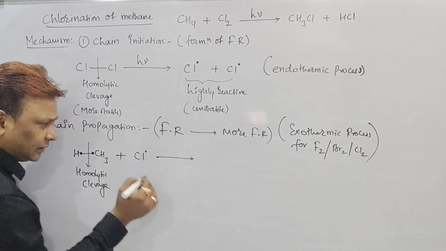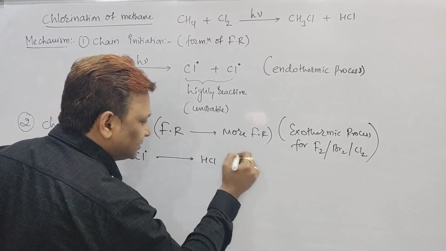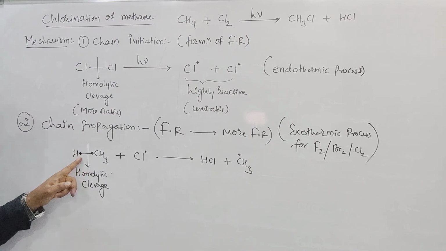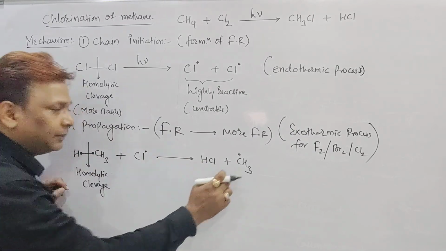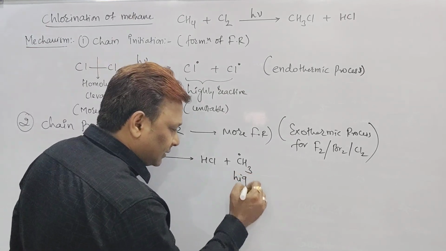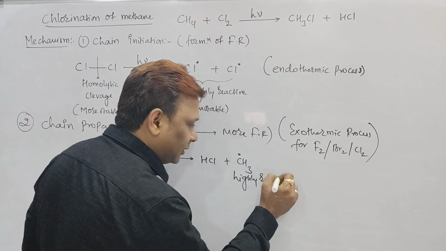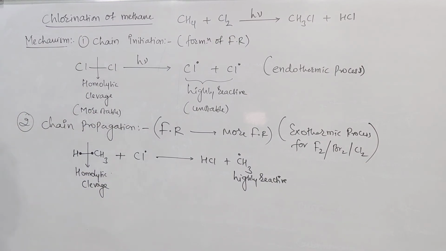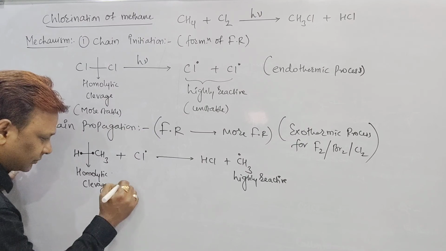The H radical and Cl radical combine to form HCl, plus I got one more extra CH3 radical. Is it clear, beta? Due to homolytic cleavage we get CH3 radical and H radical. The H radical combined with Cl, I got HCl, and the CH3 radical is left there. This radical is a highly reactive species, because having an unpaired electron is unstable, and an unstable species is highly reactive. But what is the radical obtained here? The CH3 radical.